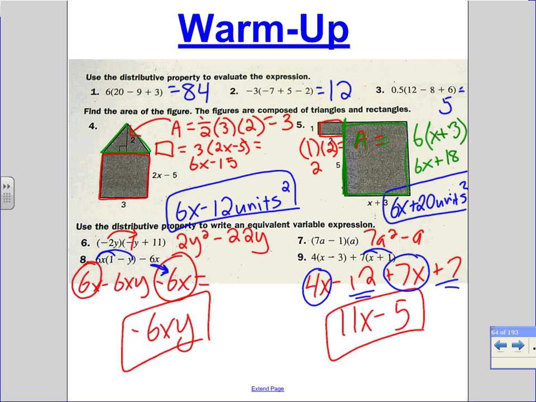Okay, I just went over that one. Can you go over it again? 4 times x is 4x. 4 times negative 3 is negative 12. And then 7 times x is 7x. 7 times 1 is 7. And at that point, just combine like terms. 4x plus 7x is 11x. Negative 12 plus 7 is negative 5. We're going to do more of these today. You're welcome. Jeremy.